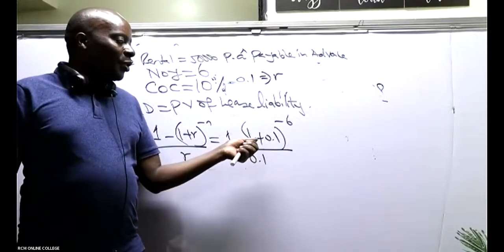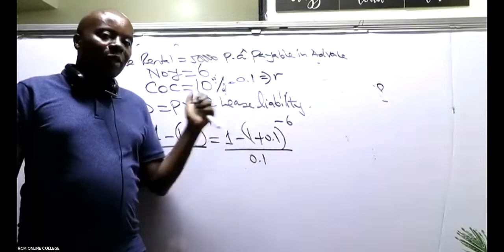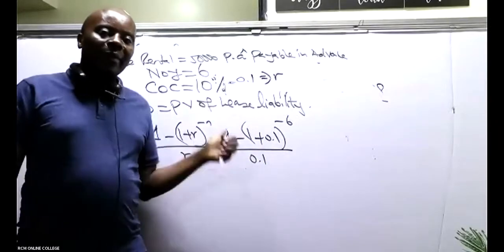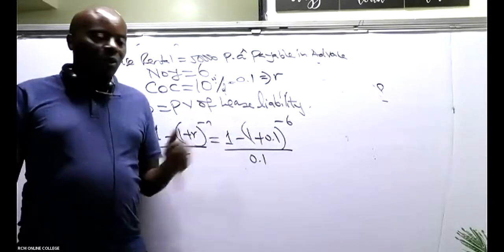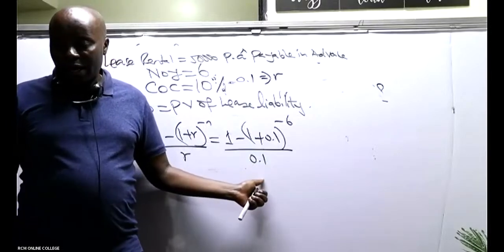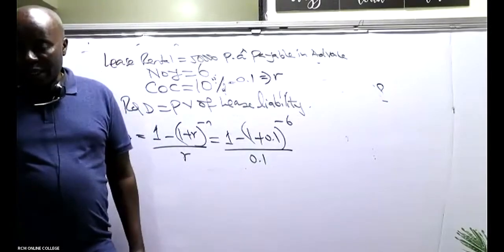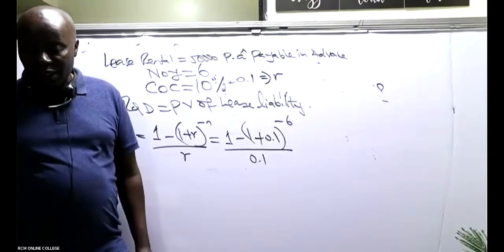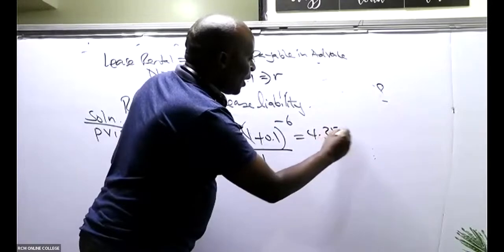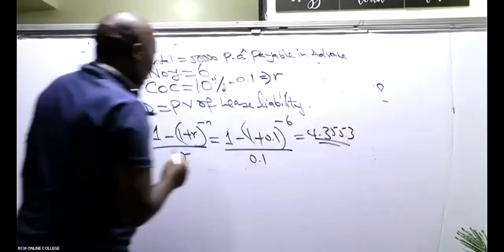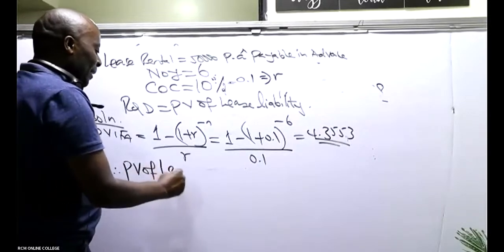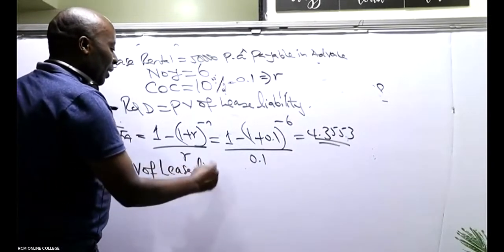So you get 1.1 raised to minus 6. You raise first, and then you say 1 minus the answer. Then you say equals. After you say equals, you divide by what here? 0.1. What are we getting? We are getting 4.3553.